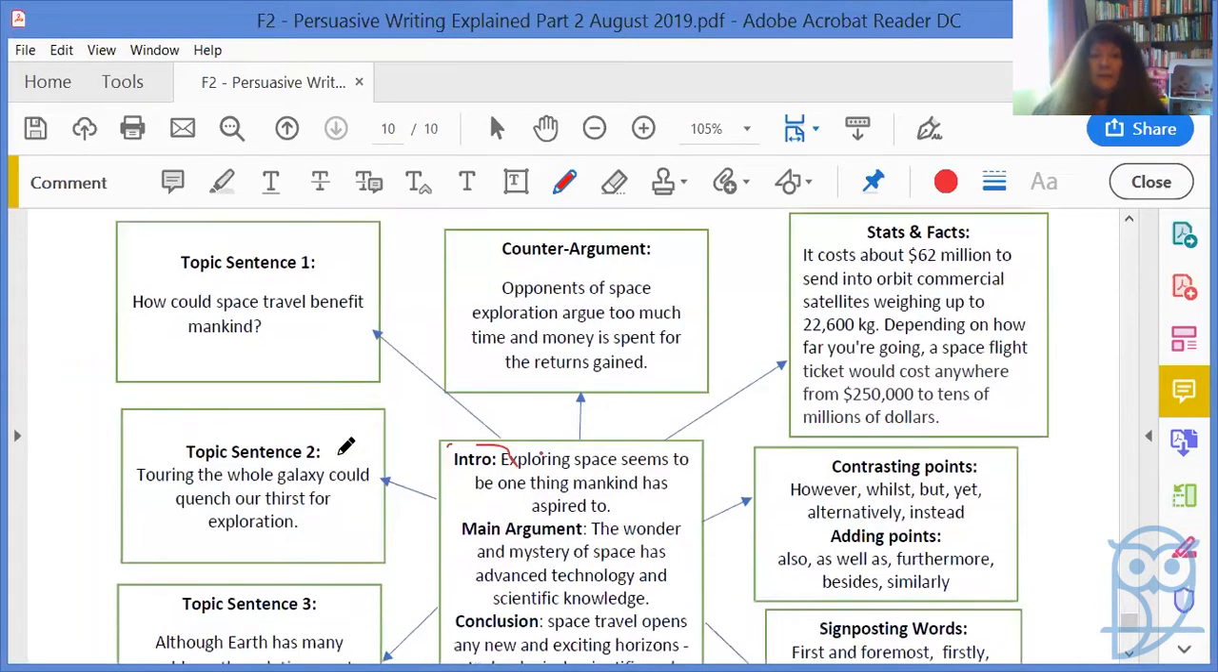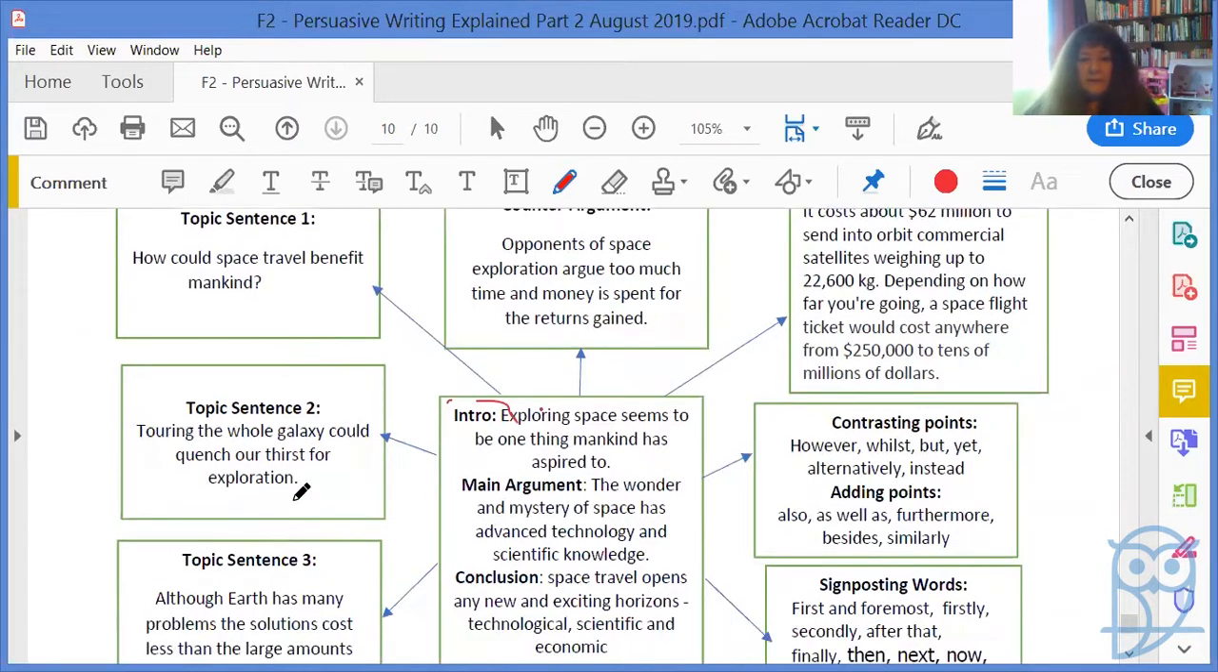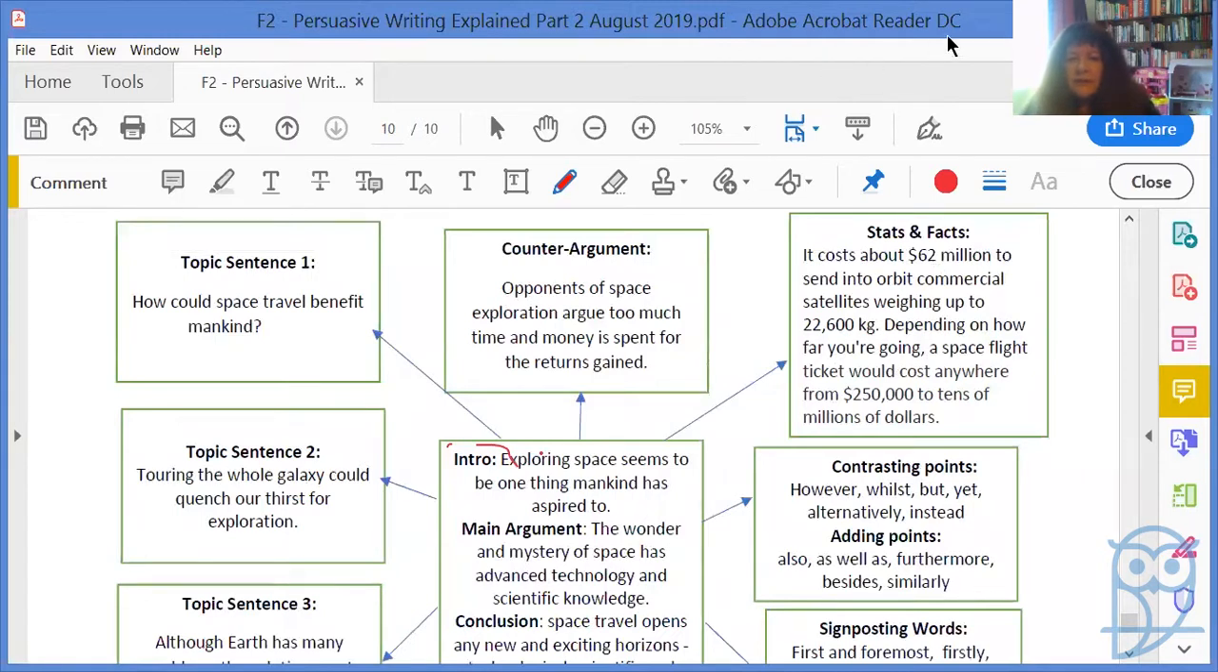Okay, your next paragraph, topic sentence 2, touring the whole galaxy could quench our thirst for exploration. So men love exploring and finding out new things. So you would have to write a paragraph about that with your stats and facts backing it up. And then you would maybe have another topic sentence. Oops. No, then we would go to our counter argument, I think. Let's look at your counter argument.